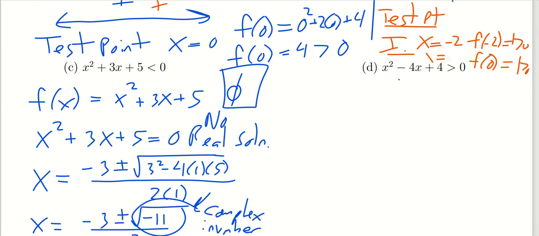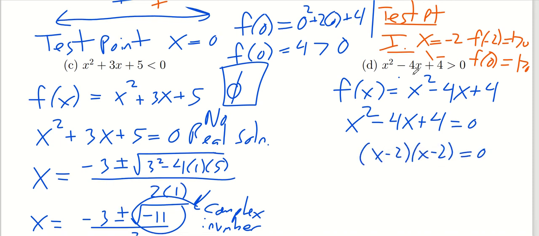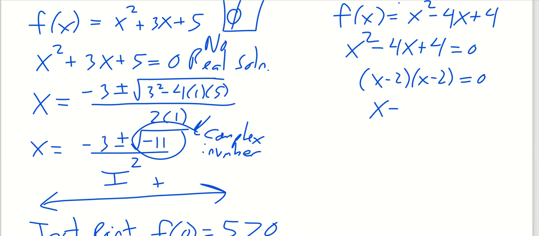Lastly, let's take a look at D. It's x squared minus 4x plus 5 is greater than 0. It's in standard form, so one side is equal to 0. So let f of x equal that polynomial. We're going to find our boundary points by setting it equal to 0. This factors as x minus 2 times x minus 2 equals 0. Set each factor equal to 0 individually. We get x equals 2 is going to be a solution of order 2.